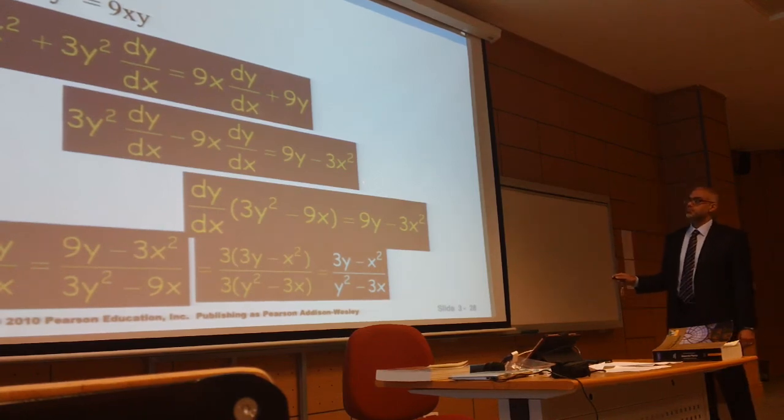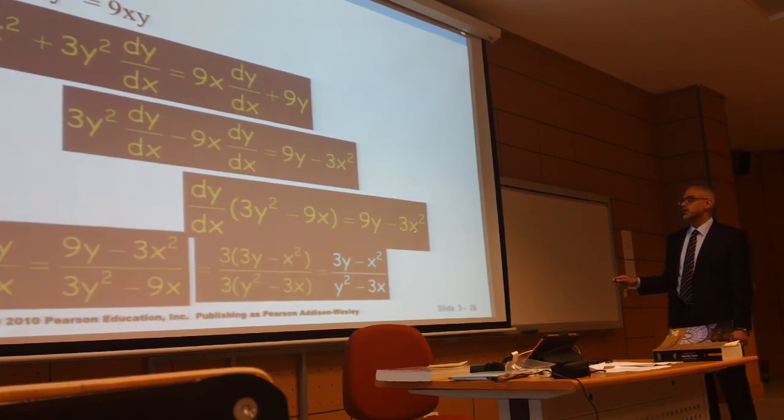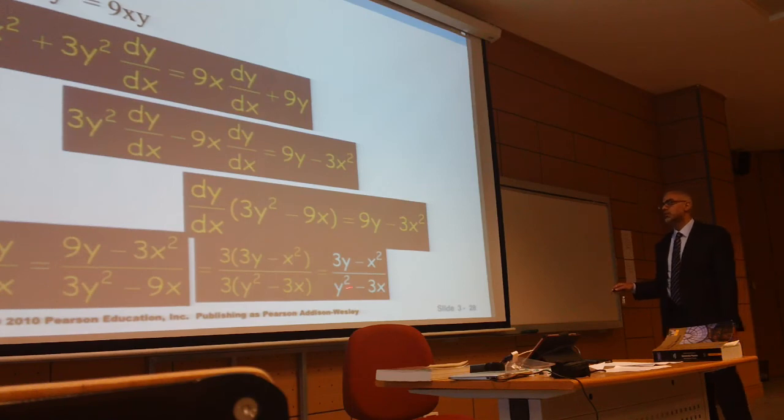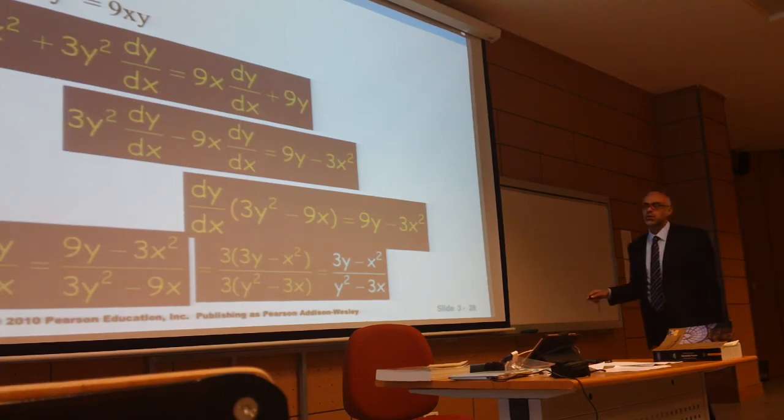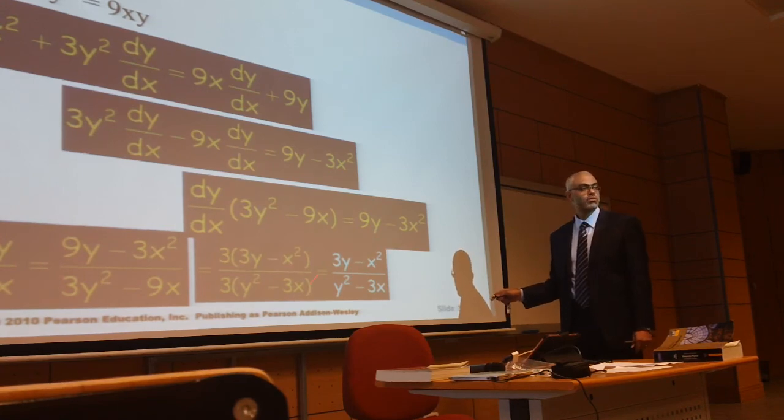Okay, so now we simply rearrange the terms to get dy by dx on one side. So dy by dx times 3y squared minus 9x is equal to 3y minus 3x squared. Okay? So the final result, dy by dx is equal to 3y minus x squared divided by y squared minus 3. I don't really care about simplifying this. It looks like what it looks like.